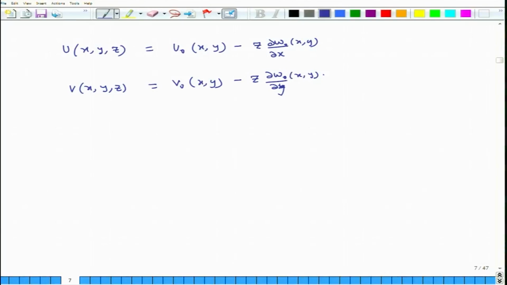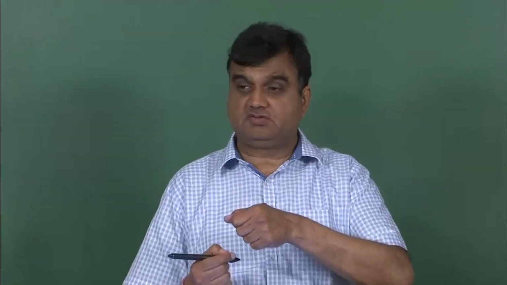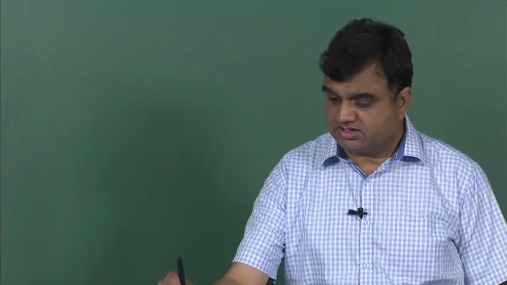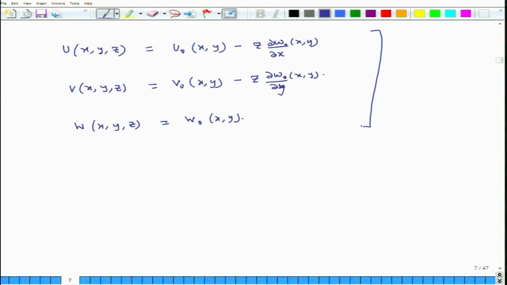And then the last relation is for the displacement in z. W of x, y, z is equal to W naught x, y. The reason we are saying that is because we have already assumed that the compression or extension of the line in the z direction is 0. So, these are the three displacements for any point on a composite laminate. And this is coming directly from geometry. Here material properties are not at all involved so far.